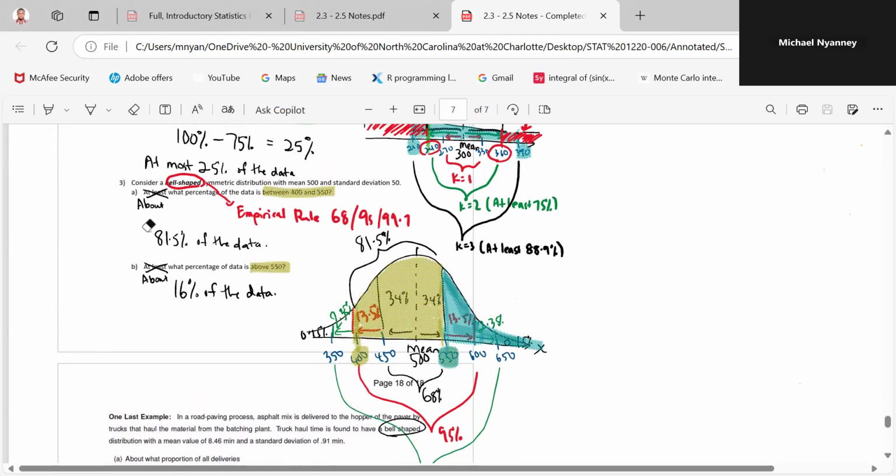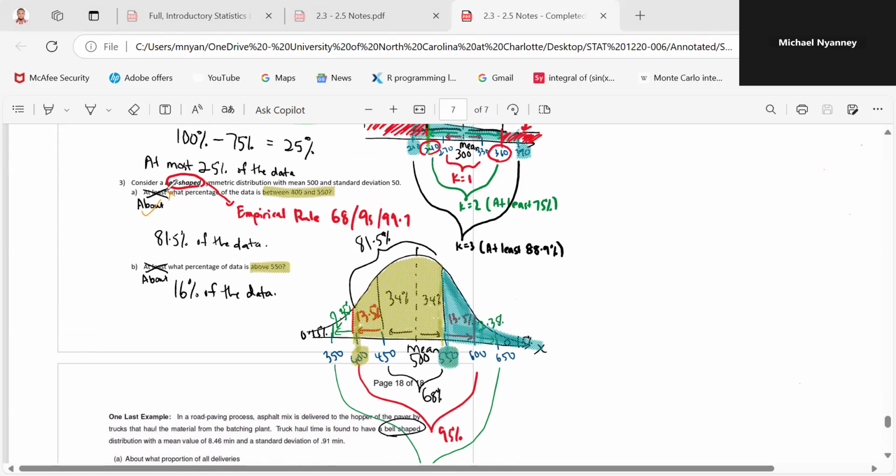Okay, so we are saying about what percentage. So now it shouldn't be at least. So about or approximately what percentage, that's what should be used. What percentage of data is between 400 and 500?